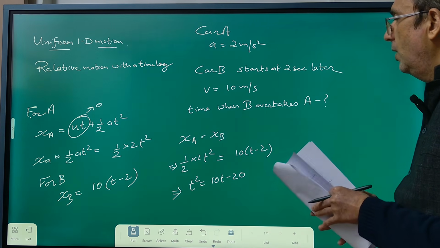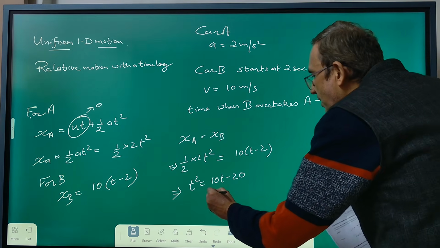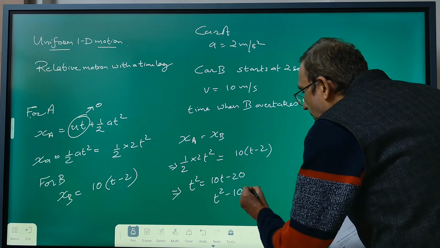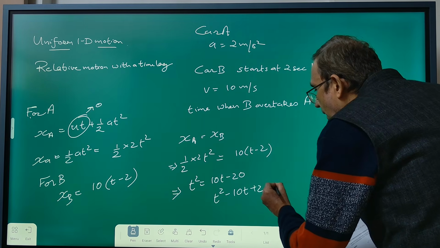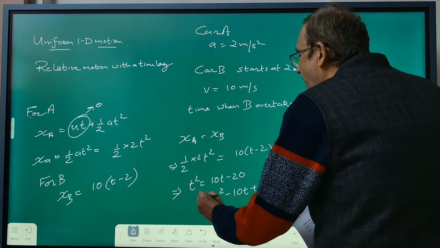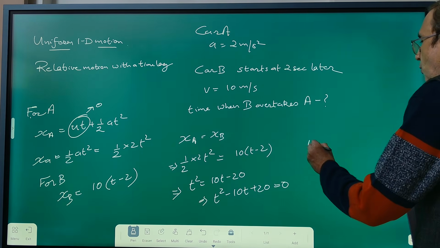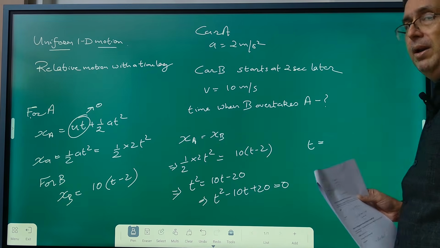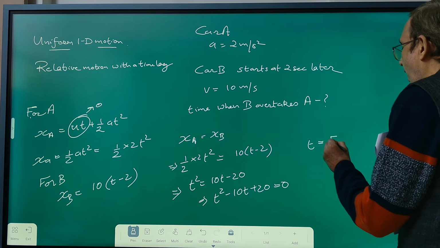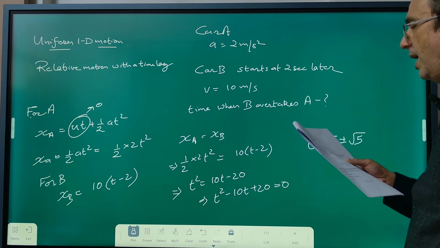Okay, so you have a quadratic equation. From here you get t square minus 10t plus 20 is equal to 0, and this would be satisfied if you solve this quadratic equation. t would turn out to be equal to, it's a simple quadratic equation, you can solve it, 5 plus minus root 5. So this is the answer.